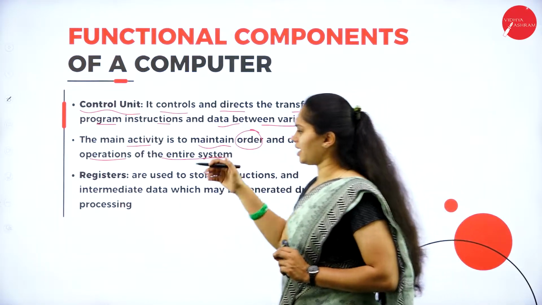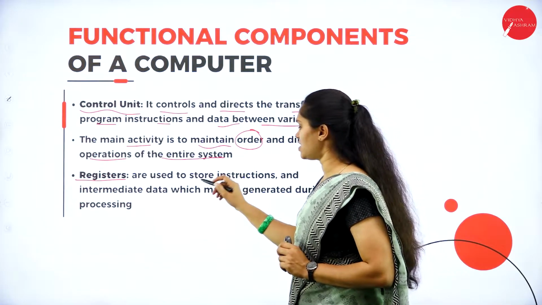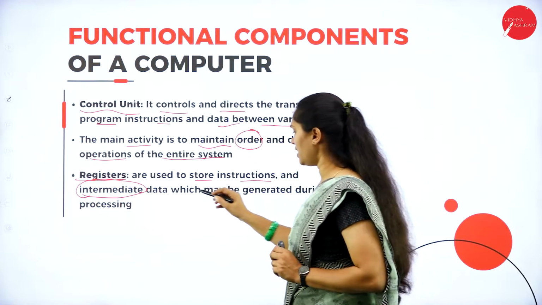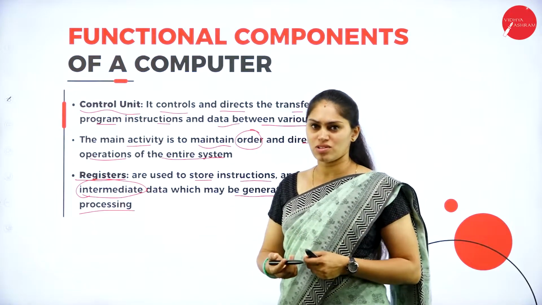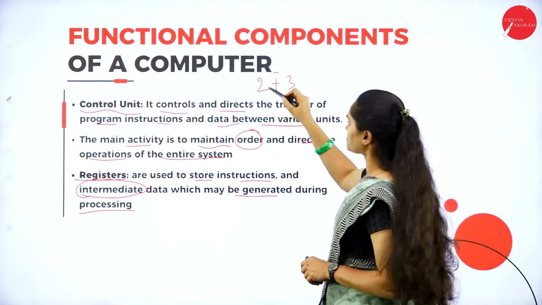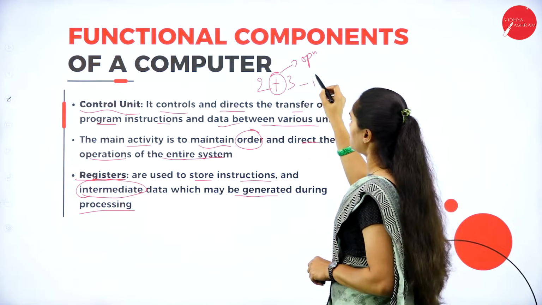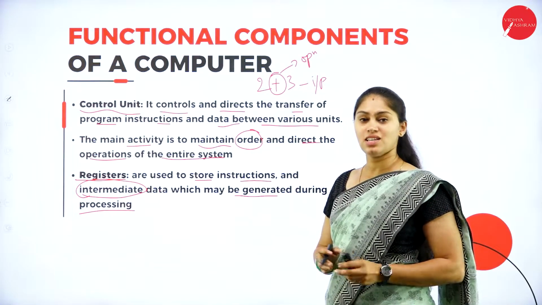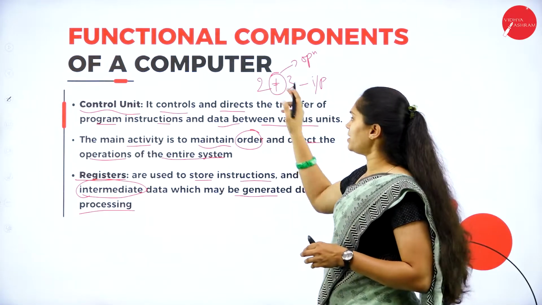Fine. Then what is the second component in the CPU? That is the register. Why is it required? It is used to store the instructions, and it is helpful to store the intermediate data which may be generated during the processing. When we are processing, for example, if my input is 2 plus 3, here plus is the operation, right? And 2 and 3 are my input. This will be collected with the help of some input devices. After taking it, before processing or before doing the addition, this needs to be stored somewhere.